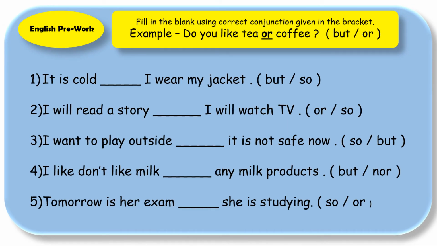Let us look at our pre-work activity for today. Alright, so Didi is given 5 sentences and you have to fill in the blank with the correct coordinating conjunction that is given to you. Alright, every sentence will have 2 options. You have to select one option and complete the fill in the blank and the sentence. Alright, the first example I'm doing it for you. The first example is do you like tea dash coffee? Alright, and the options giving is but or.